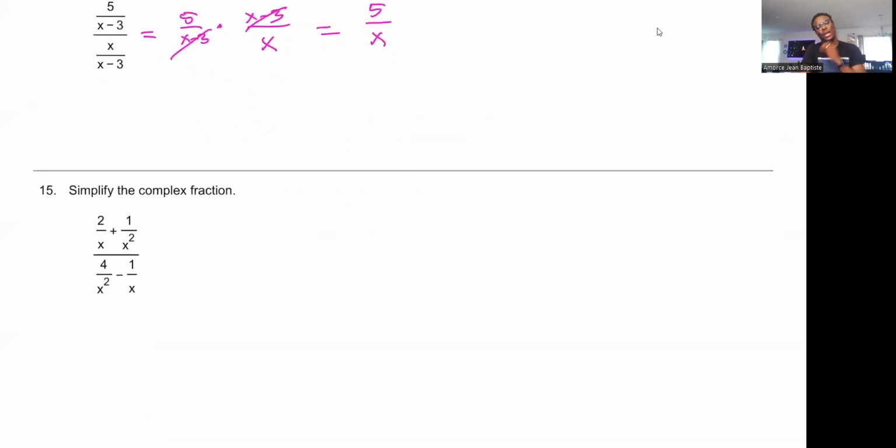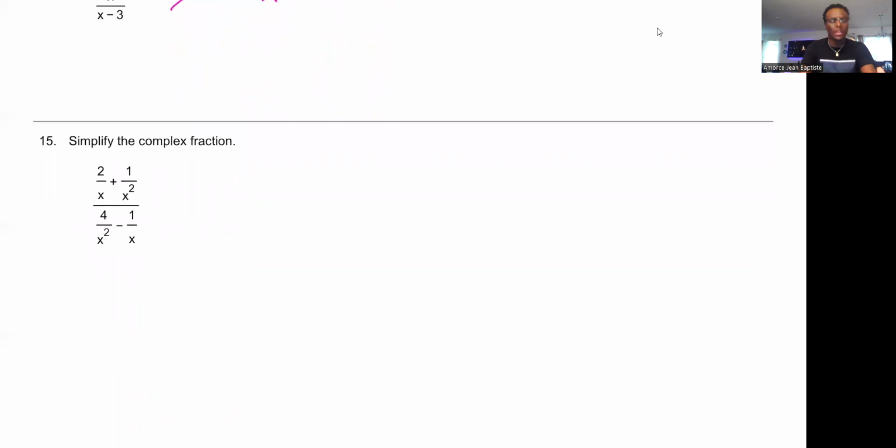When you have a complex fraction, you will probably need to write one fraction for the numerator part and one fraction in the denominator. So there is some prior work that you need to do when your fractions are not single fractions prior to doing keep, change, flip. So that's the case for this one. My common denominator for the top is x squared. My common denominator for the denominator is also x squared.